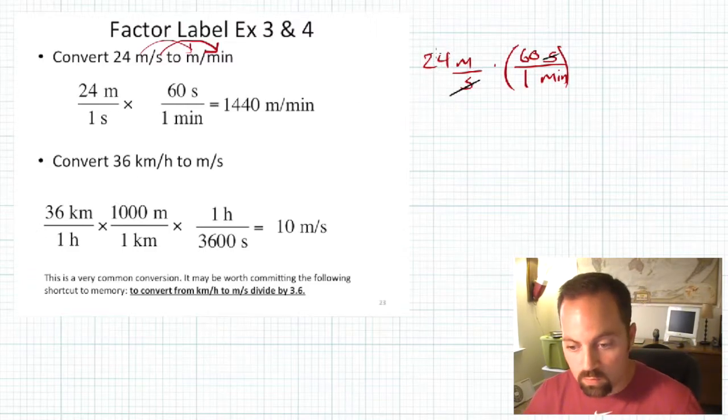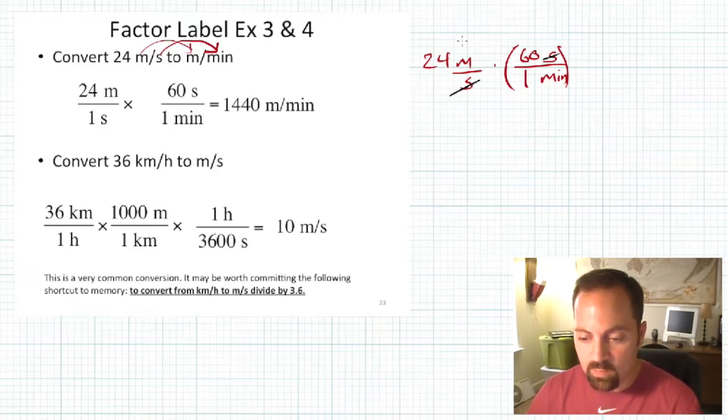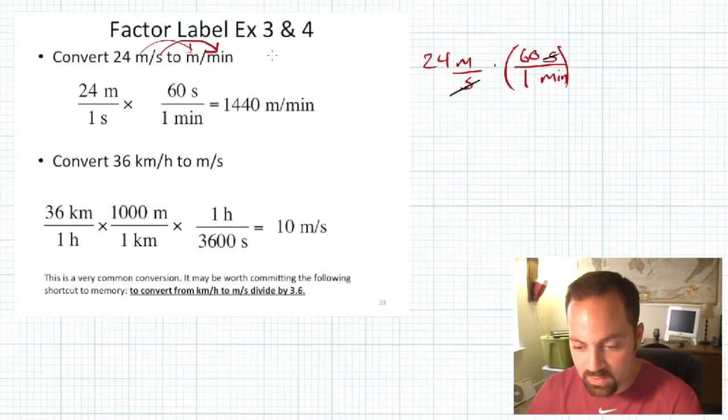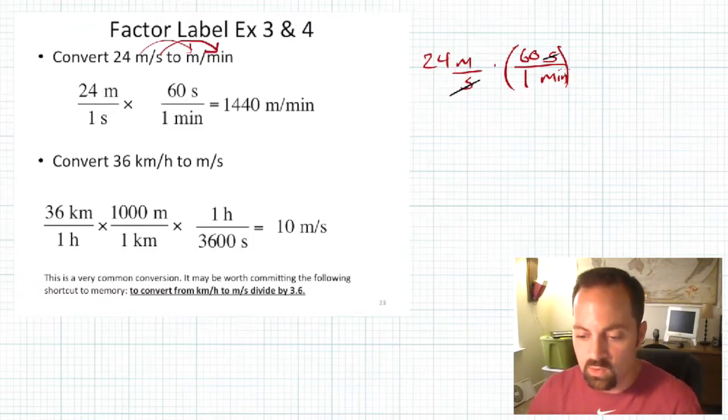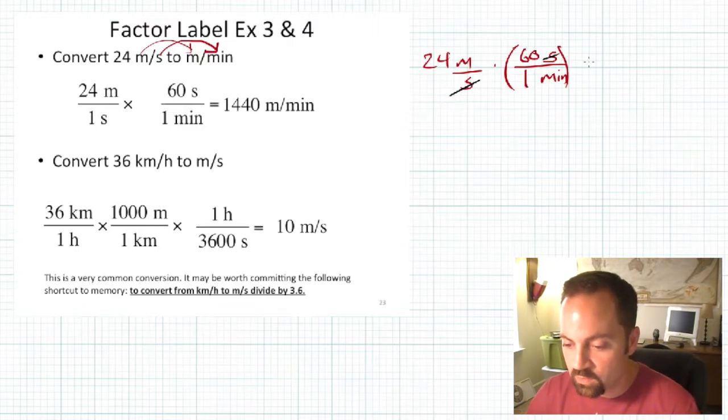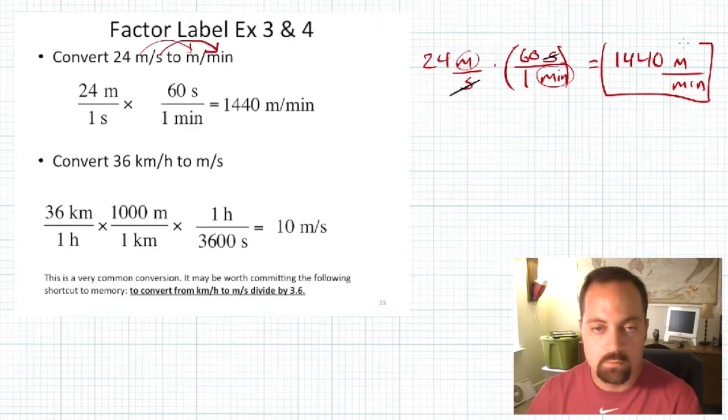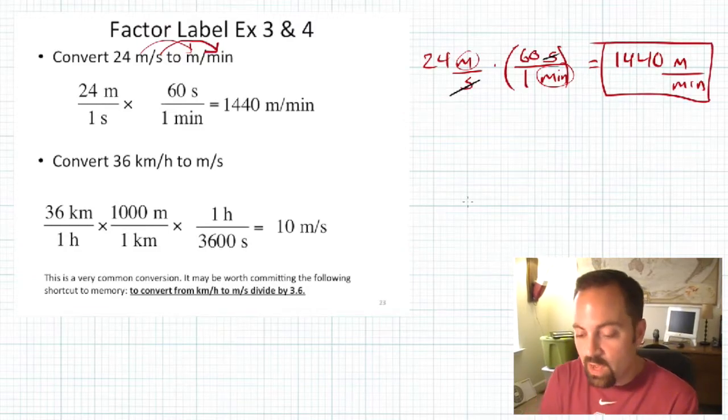So I take 24 times 60. And you'll see here that my final answer, meters per minute, is still here. It's a little broken up. There's meters, there's minutes. So my final answer is going to be in meters per minute. 24 times 60, that's 1,440 meters in the numerator, minutes in the denominator. Meters per minute. So that was converting a unit in the denominator.